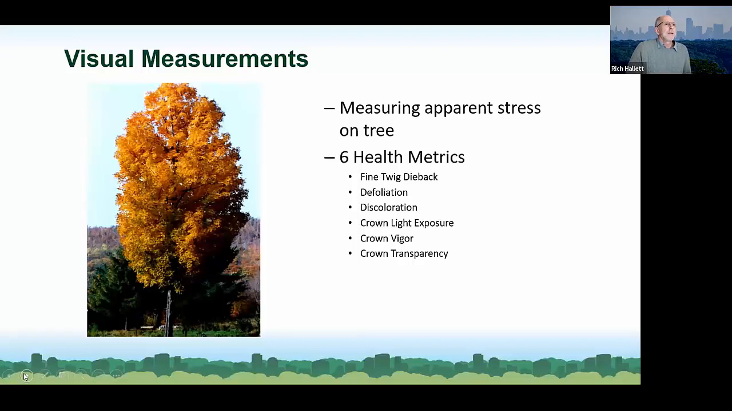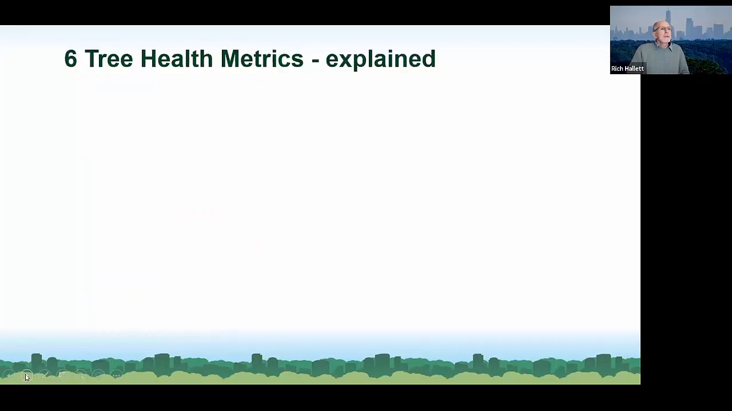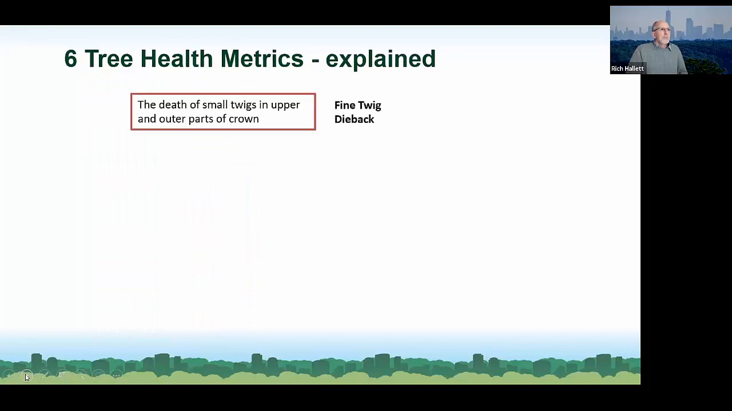So here's a rundown of some of the metrics. We're looking at the crown of the tree, so we're ignoring the trunk and the base of the tree. The crown of the tree is where we see the earlier signs of stress, regardless of the stressor, whether it be drought, harsh urban conditions, fungus, or insects and diseases. We're looking at 6 tree health metrics.